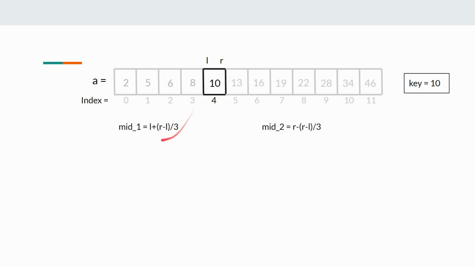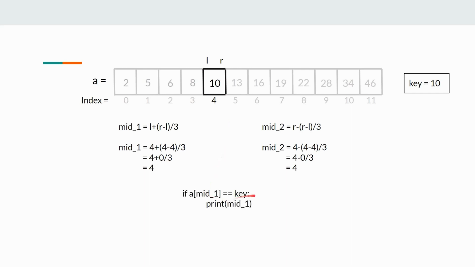So if we find the mid 1 and mid 2 for this case, here is the calculation. Both of them are coming 4, 4, because we only have one index. Our L and R, both of them are 4. So then we're going to check if array mid 1 equals the key. We only have one element, so the condition will check, and we will print out mid 1. So the answer is index 4. So that's our answer, and that's how we can find a key using the ternary search method from an array.